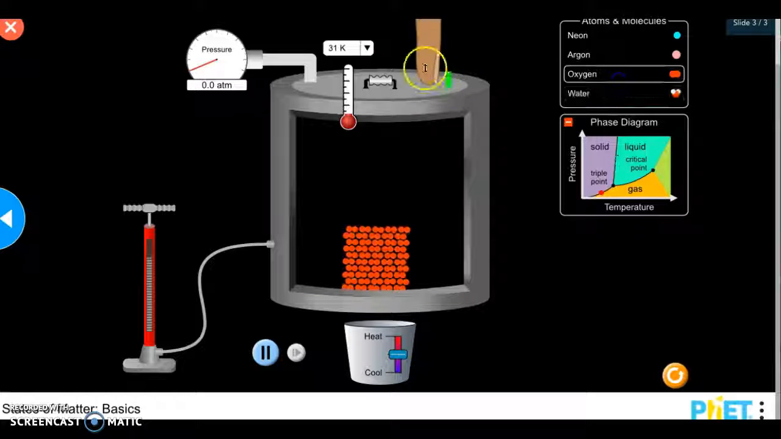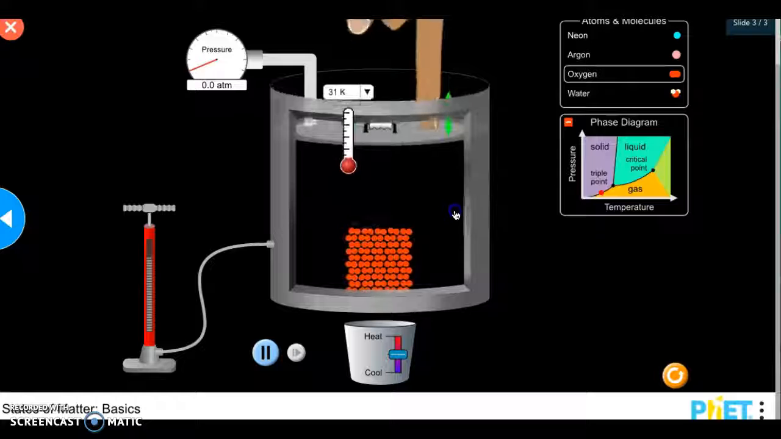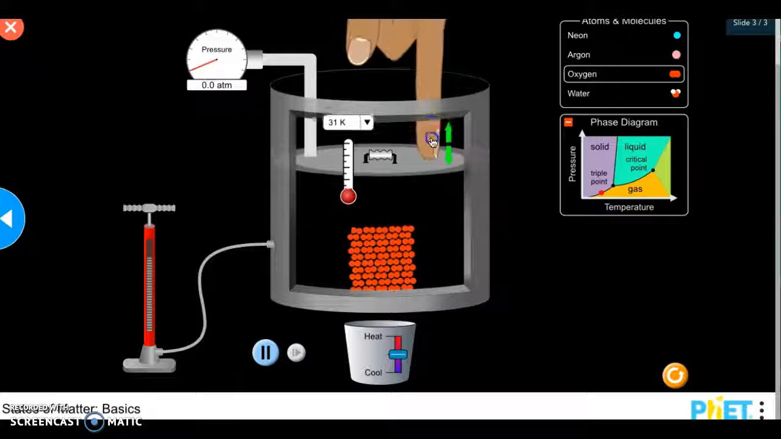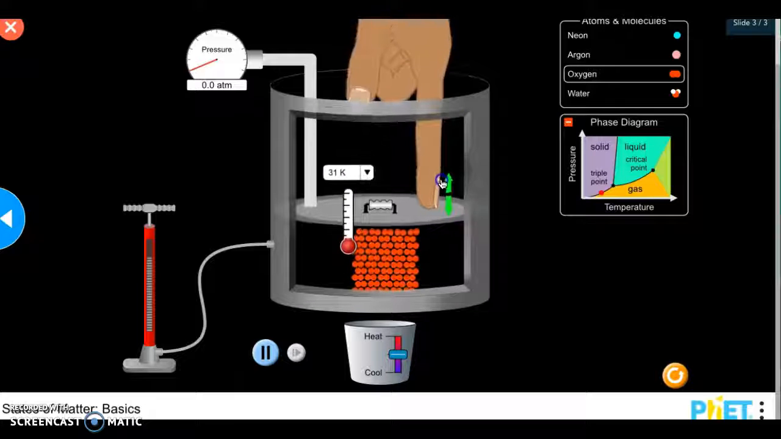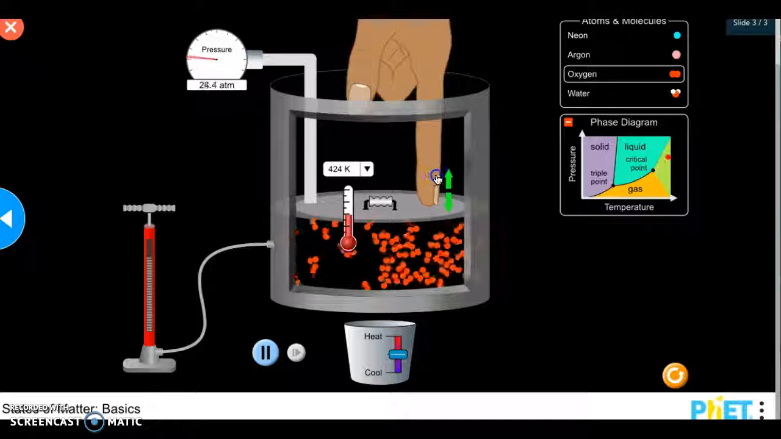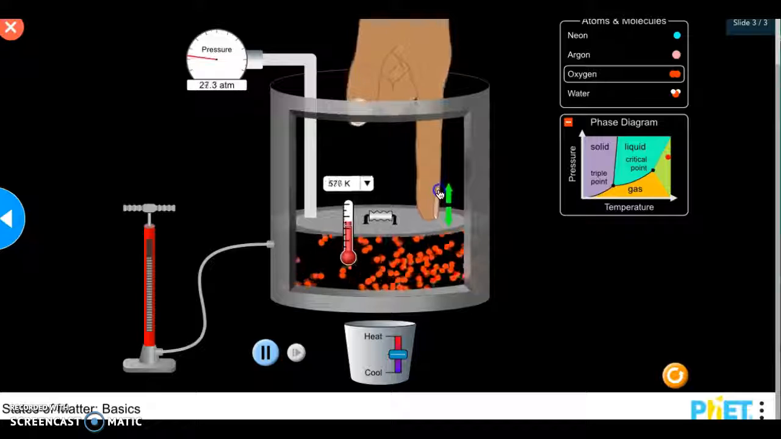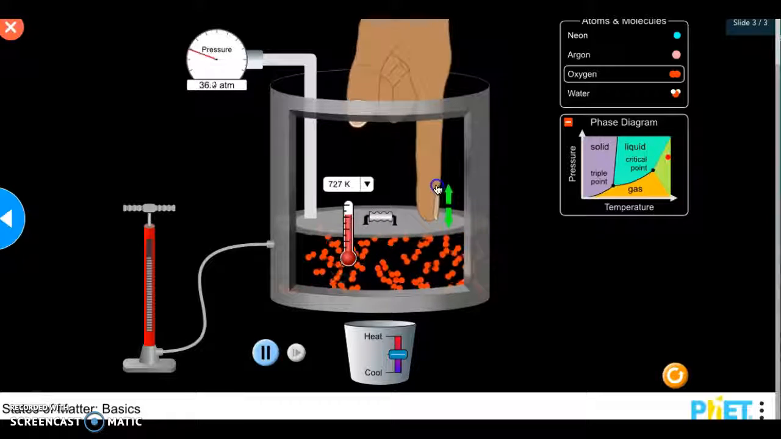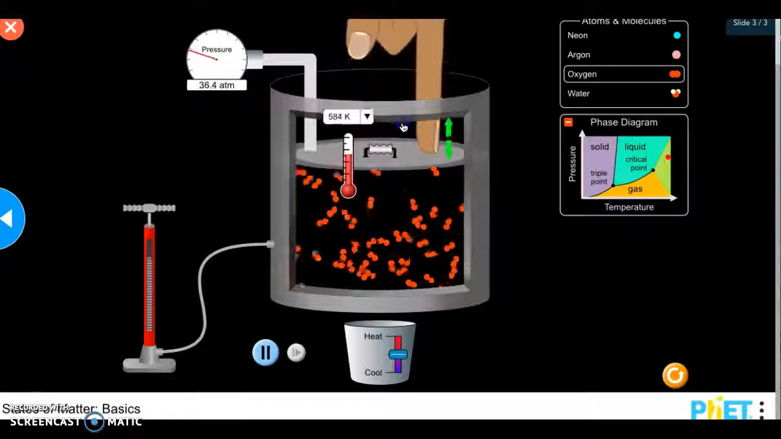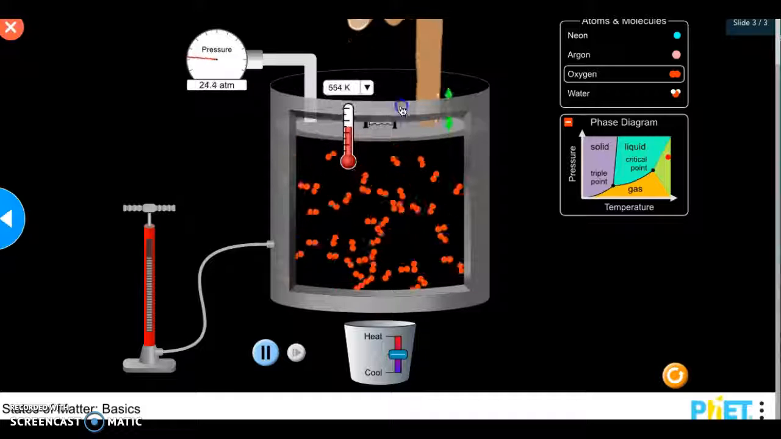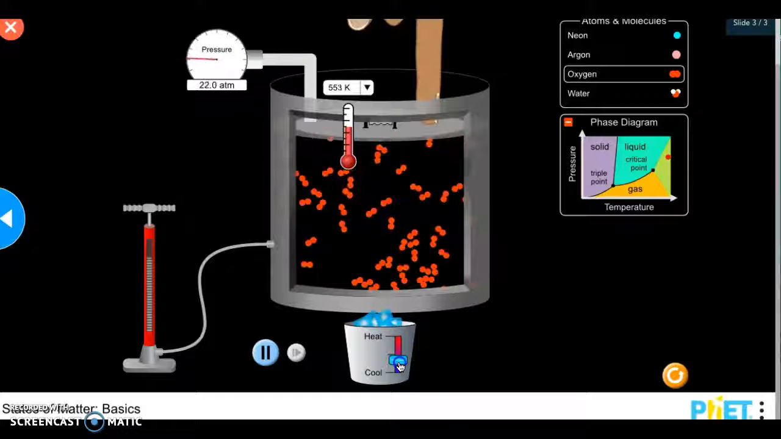Now for oxygen, let's add some pressure. You can see oxygen's currently sitting at a solid. And when pressure is added, it transforms to a liquid and then a gas because the molecules are spreading apart. Now, see what happens when we cool our oxygen.